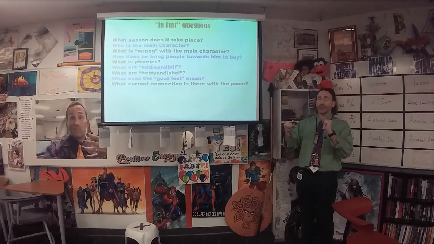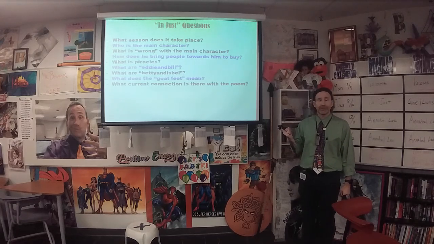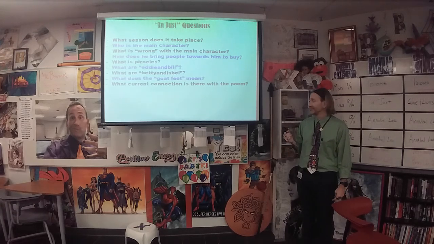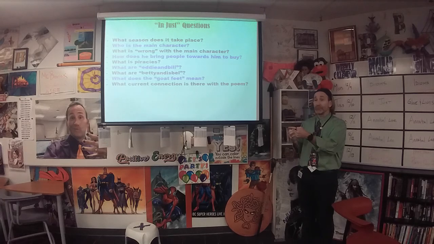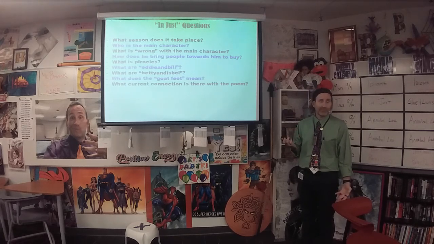It's the worst. So now the same questions I showed you at the beginning. What season does it take place? Beginning of spring. And who's the main character? Balloon man. What is wrong with the main character? He kidnaps little kids. He's creepy. Lame, which means he's broken. How does he bring people towards him? Whistles. There you go.